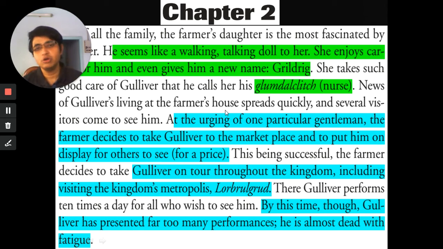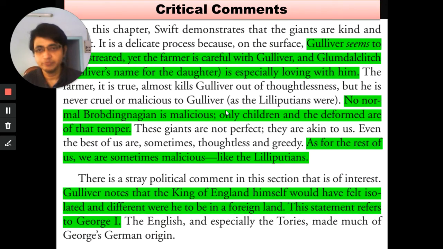Feudal culture, অন্যরকম ভাবে capitalist culture, অন্যরকম ভাবে এখানে গালিভারের শরীরকে exploit করা হচ্ছে. Here, the Brobdingnagians, especially the farmer, the Brobdingnagian farmer, is exploiting the body of Gulliver, is exploiting Gulliver's ability to entertain people, তার লেবারকে বিক্রি করে সে টাকা উপার্জন করছে. So by this time, though Gulliver has presented too many performances, he's almost dead with fatigue, almost like a laborer in a huge city industry.